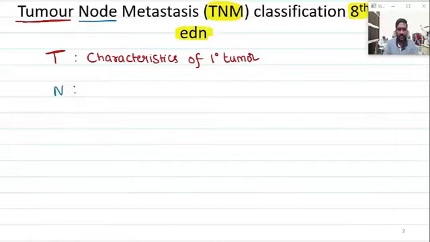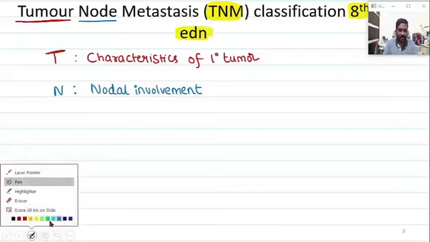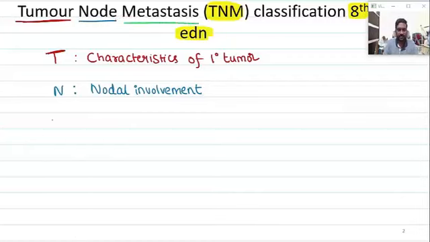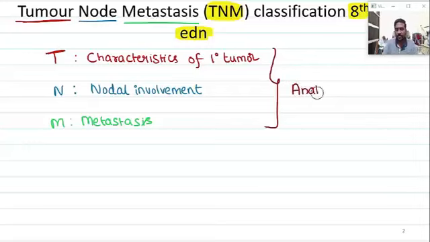Then we have N. N stands for lymph nodal involvement. Has the tumor involved any lymph nodes? Whereas M stands for presence of any metastasis. So by seeing this, what is the ultimate information that we get? Anatomic extent of tumor.